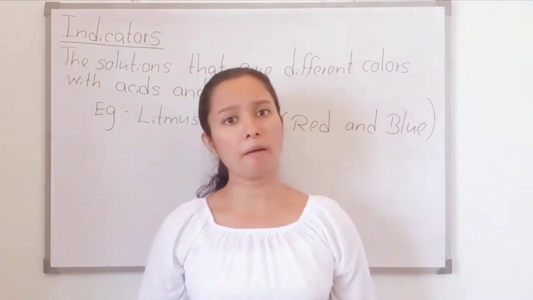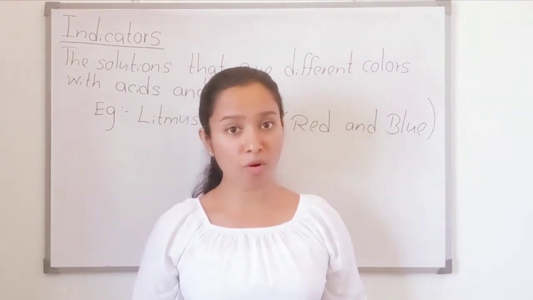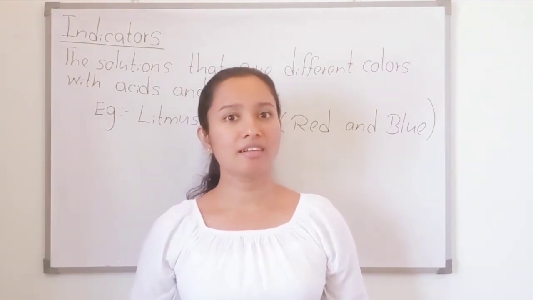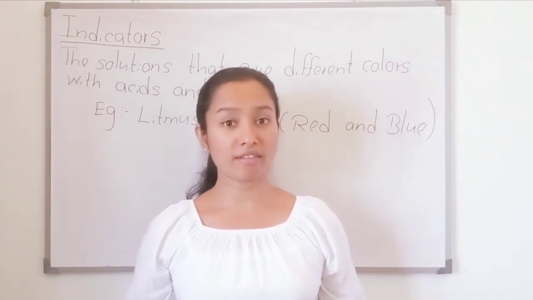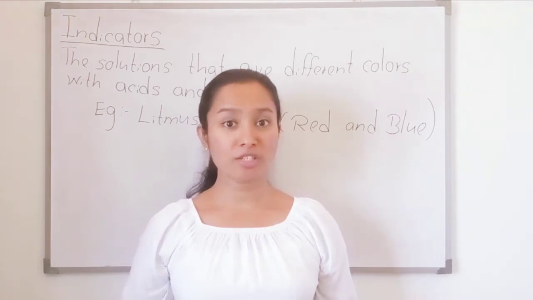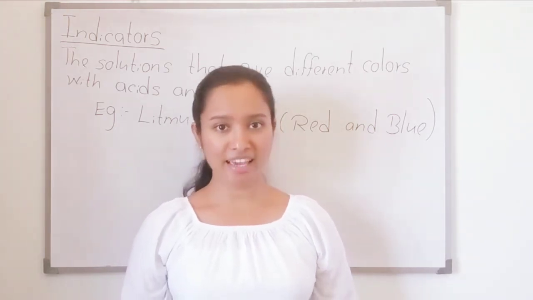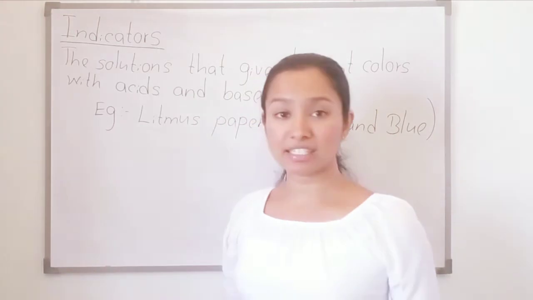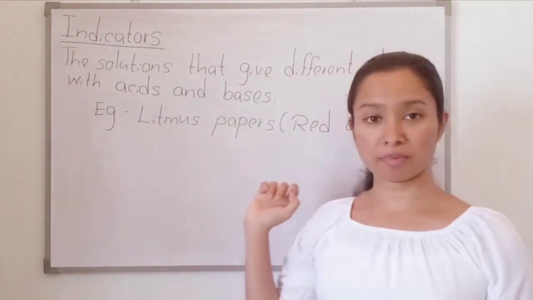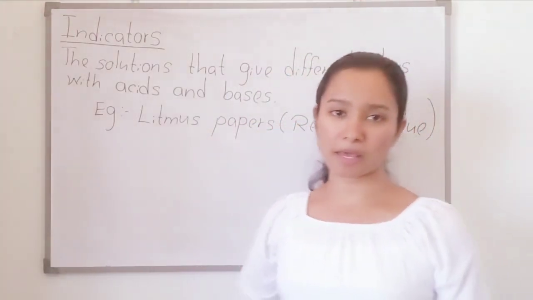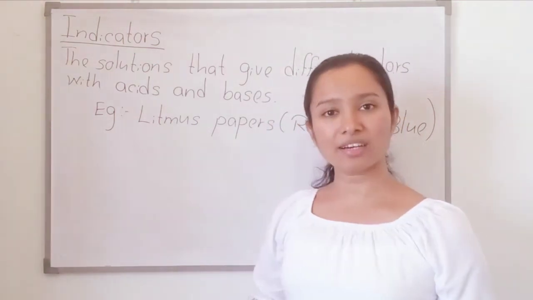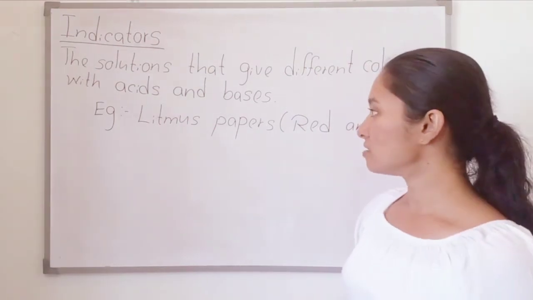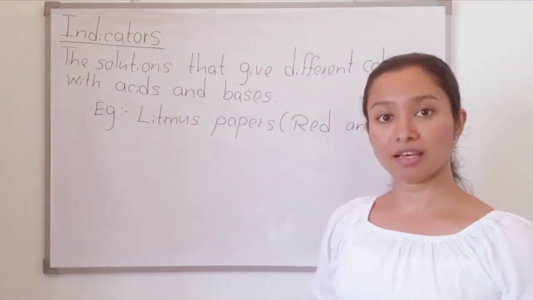So what are the examples of these indicators? Do you know? In the previous practical, shoe flower solution acted as an indicator. In the laboratory, we use different types of indicators. The main indicator is litmus paper. We use litmus papers to identify acids and bases in our laboratory. There are two types of litmus papers, red and blue.